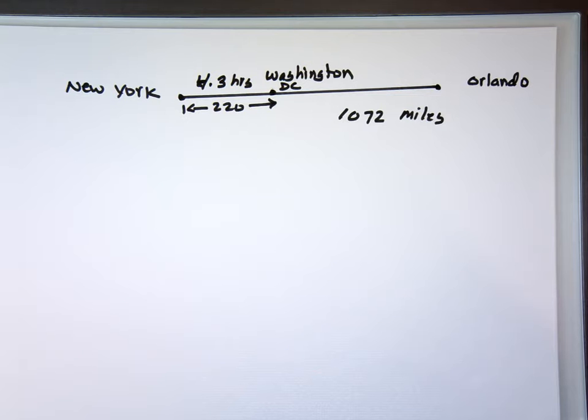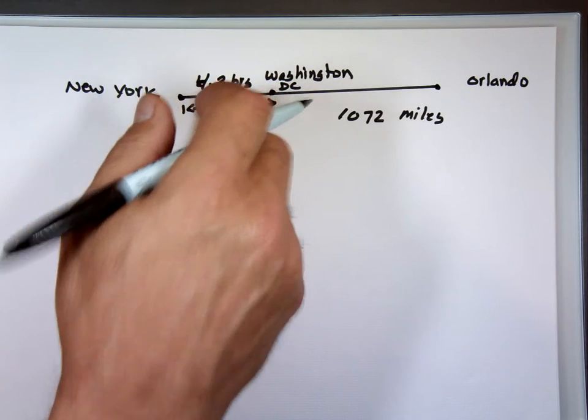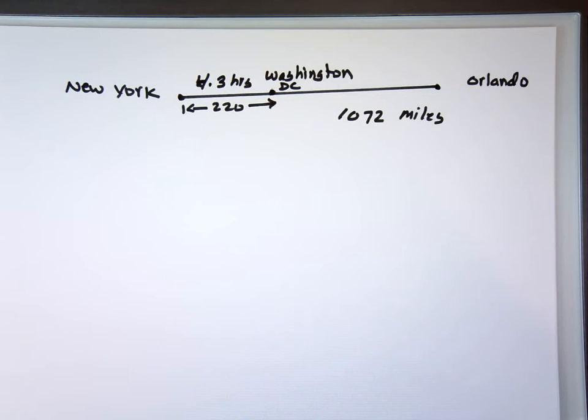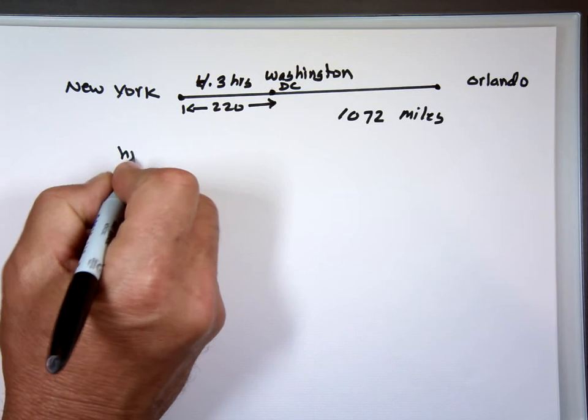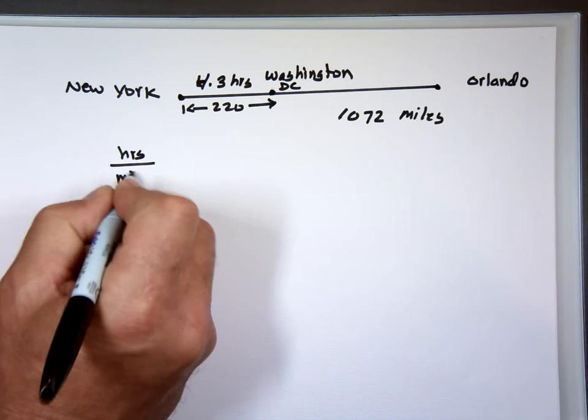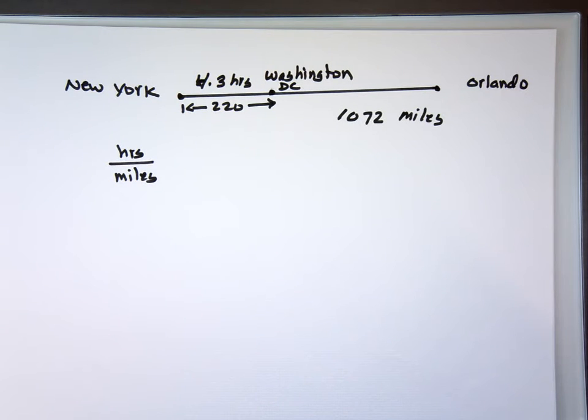The question is, if you maintain that pace you drove to Washington, how many more hours are you going to need to get to Orlando, Florida? As long as we keep up the same pace, we can set up a proportion. The ratio, you can put the hours on the top, miles on the bottom, or miles on the top, hours on the bottom. It does not make a difference. Which one do you want on the top, hours or miles? Hours, okay. So hours on the top, miles on the bottom. No reason, we could have picked the reverse.